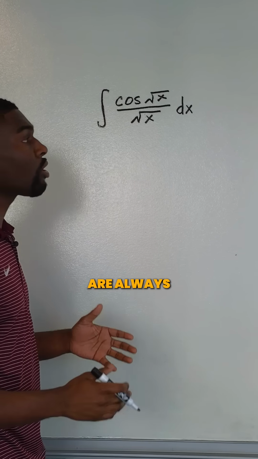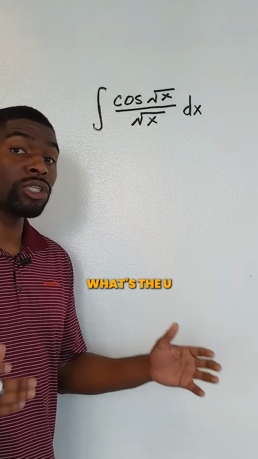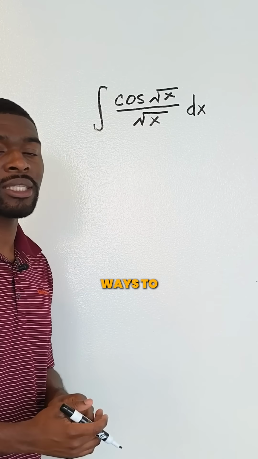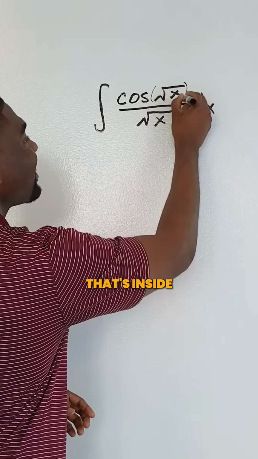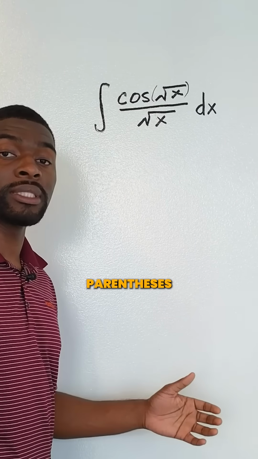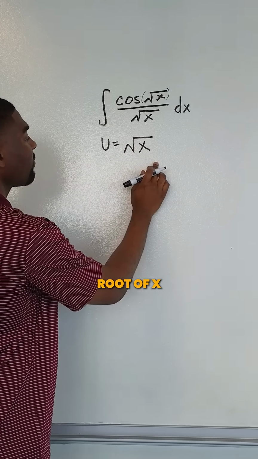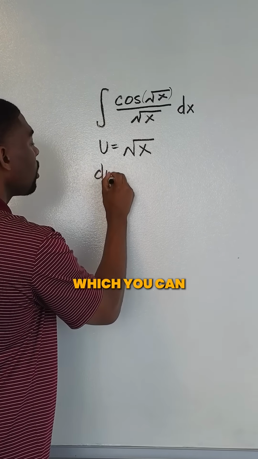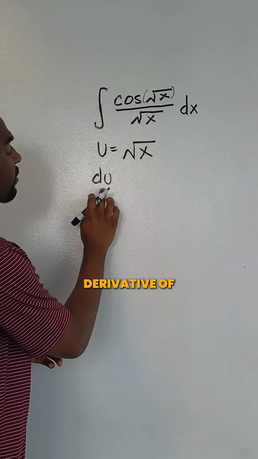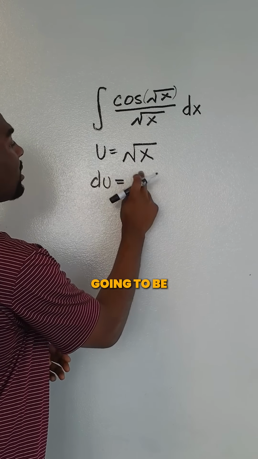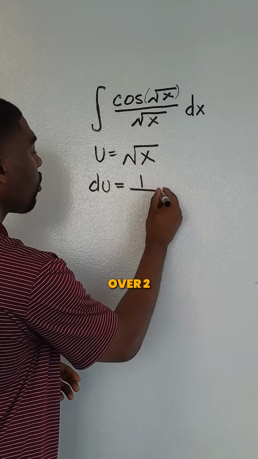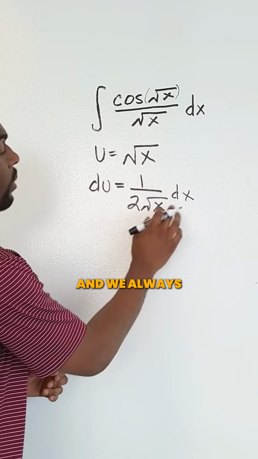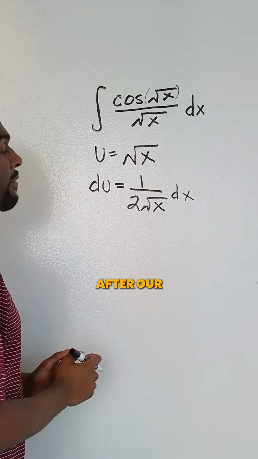A lot of students are always struggling to find what's the U, and there's a lot of different ways to decide that. The first one is that we're going to choose the thing here that's inside of our parentheses. Our U is the square root of X, and therefore our du, which you can look at as the derivative of U, is simply going to be the derivative of the square root of X, which we will get 1 over 2. And we always write dx here after our component.